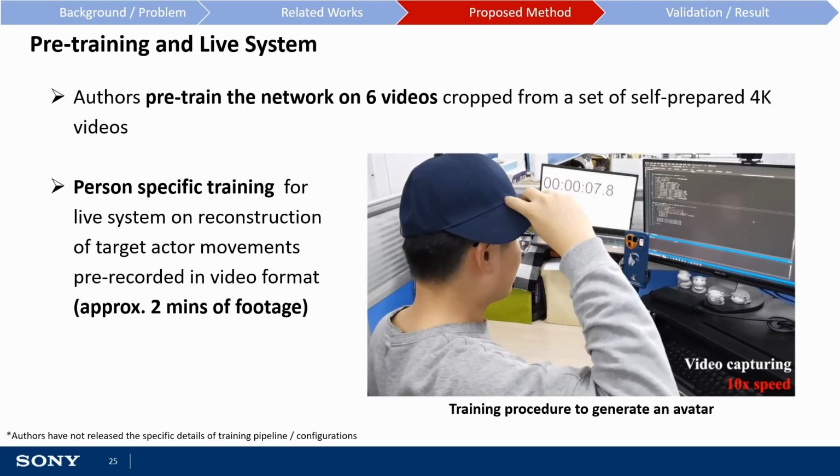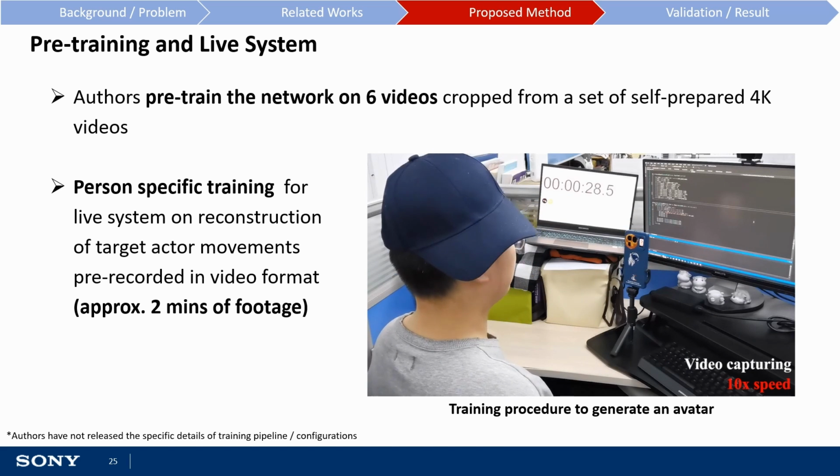So the model is pre-trained on a total of 6 videos cropped from a set of self-prepared 4K videos. And for a live system, a person-specific training methodology is followed, where they first pre-record an approximately 2-minute long video footage of a target showing several expressions. And the network is trained on this video for the task of avatar reconstruction or self-reenactment, which is later transferred to the expressions of a driving video during the inference stage. I have a video here which shows the training process in this view.